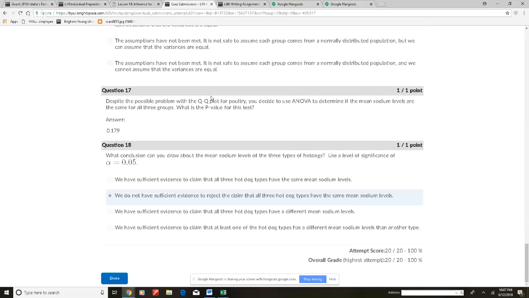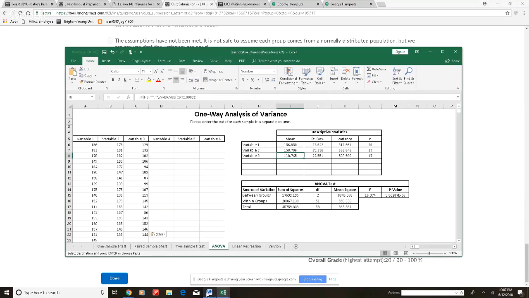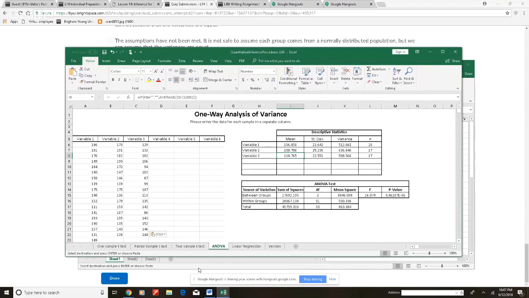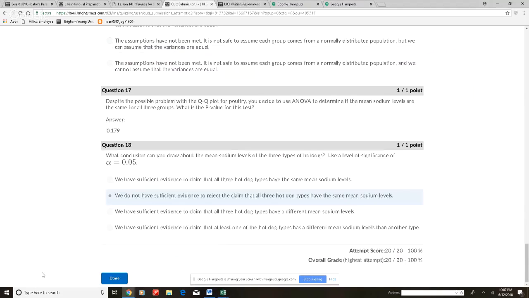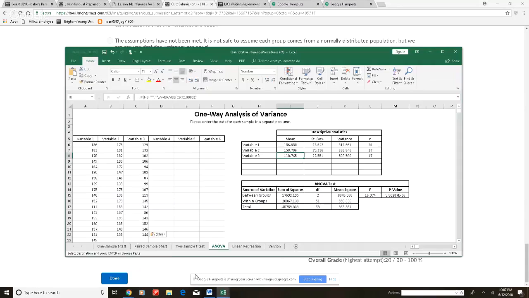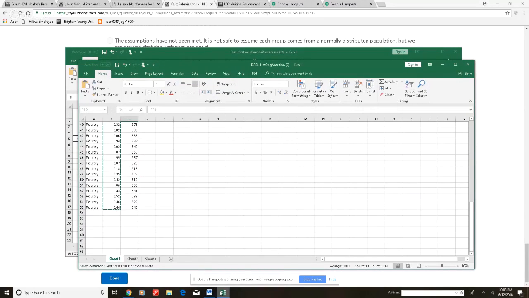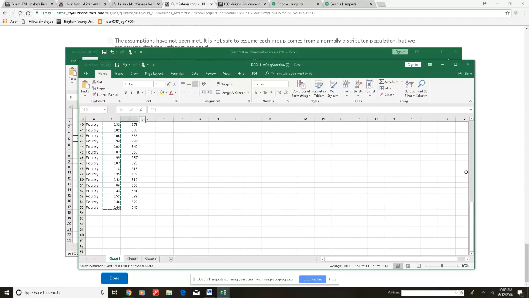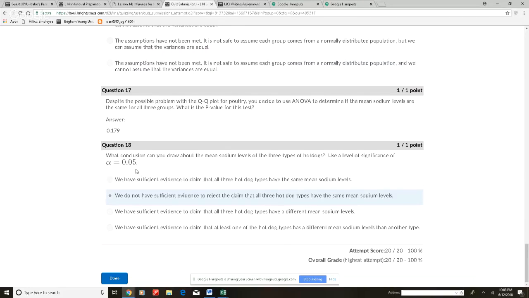Despite the possible problem with the QQ plot for poultry, we decide to use ANOVA to determine if the mean sodium levels are the same for all three groups. The information they now use is sodium instead of calories. So you just have to put the sodium there, and this is the answer for the p-value. Just copy and paste the sodium values right here, and that is 0.179. Yeah, I see where you're going. That's the p-value when you put the data of sodium for each different group.